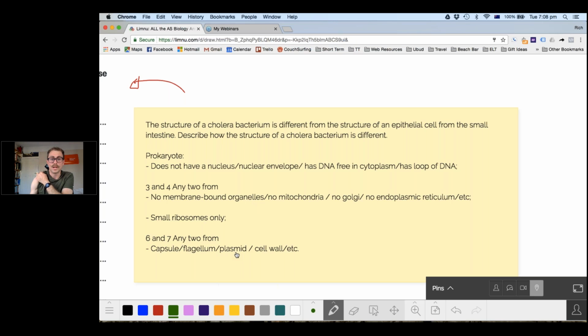Plasmids are prokaryotes only, and cell wall, maybe give the material, peptidoglycan for prokaryotes, and cellulose would be for plants, obviously. I won't go into chitin, not all of you do chitin.